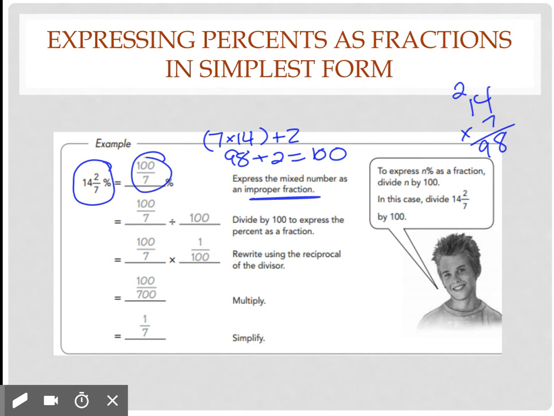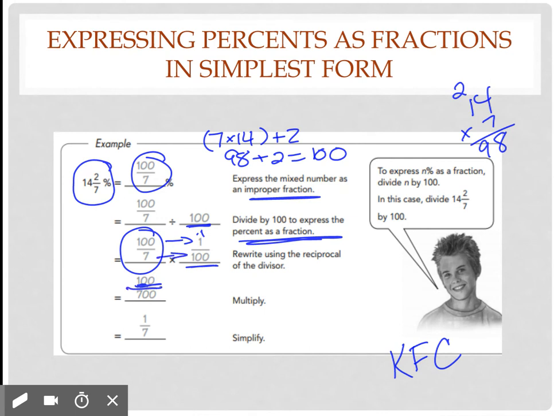Our next step is then to divide by 100, because we want to express it as a fraction. So 100 over 7 divided by 100. Remember, dividing fractions, we do keep, flip, change. So I'm keeping my first fraction, and my second, 100 over 1, gets flipped to 1 over 100. So I go straight across. 100 times 1 is 100, and 7 times 100 is 700.